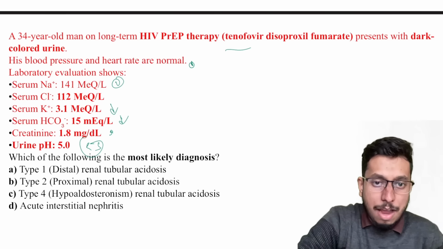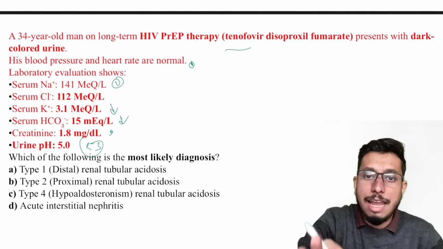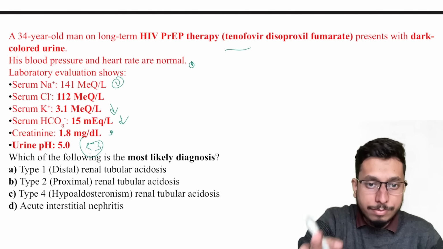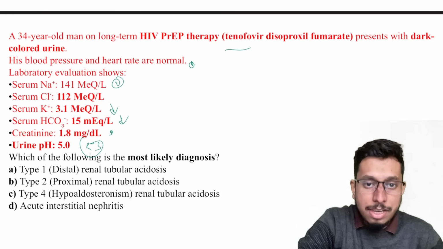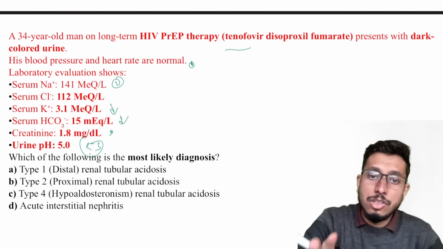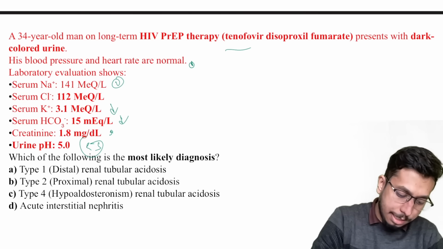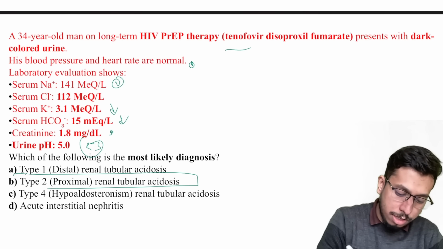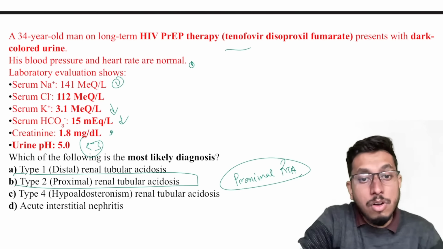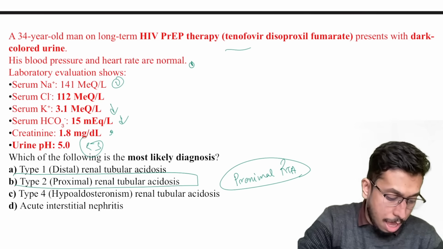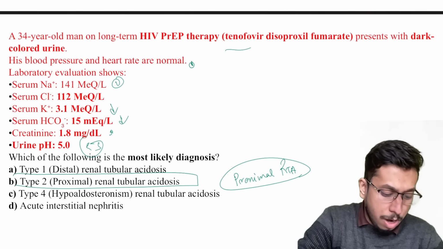So you see the findings here: low bicarbonate, low potassium, and low urine pH. Low urine pH means the kidney can acidify. So the defect is not distal, it is a defect in bicarbonate handling, not a type 4 RTA. So it is more of a proximal RTA, or type 2 RTA. There is no hyperkalemia. Hyperkalemia should be in type 4 RTA. So why is it happening here?